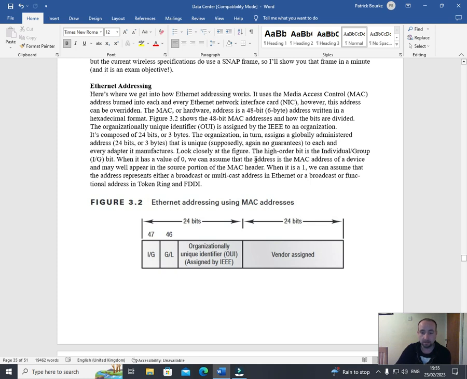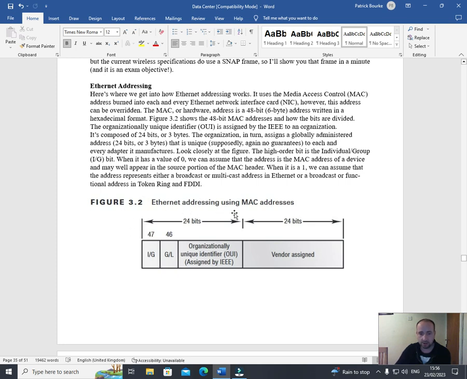Look closely at the figure. The high order bit is the individual group IG bit. When it has a value of 0, we can assume that the address is the MAC address of a device and may well appear in the source portion of the MAC header. When it is a 1, we can assume that the address represents either a broadcast or multicast address in Ethernet, or a broadcast or functional address in token ring or FDDI.